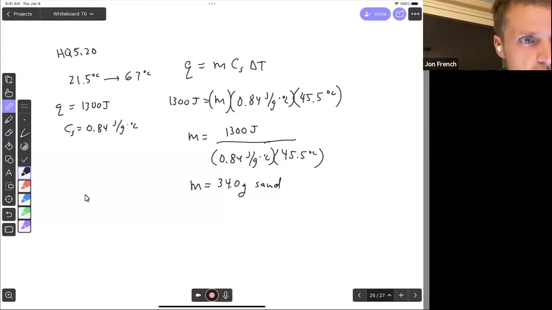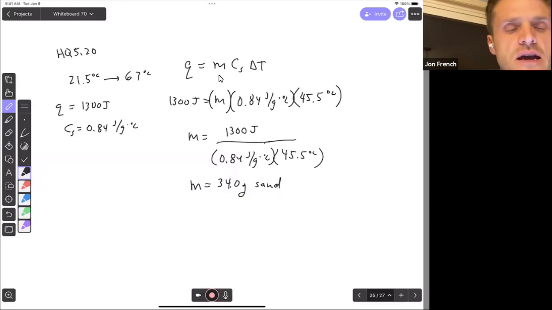Here for significant figures, I would go 2 again. I guess I was wrong on the first one, but I would go 2 as well here, and just say 34 grams of sand for question 20.